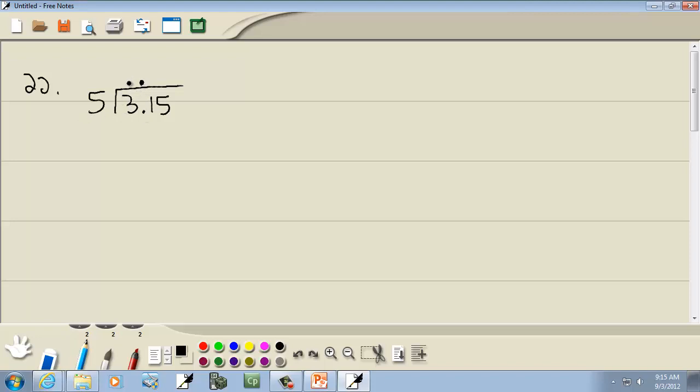Now, 5 doesn't go into 3, so put a 0. 5 does go into 31, though. It goes into it 6 times. 6 times 5 is 30. I'll subtract that, so that's gone. That gives me a 1 and then a 5. 5 does go into 15 3 times, and again, where the 5 is here, you go straight up from there, and that's where the 3 goes. And then 3 times 5 is 15, and subtract those, and we get a 0. So our answer is 0.63.